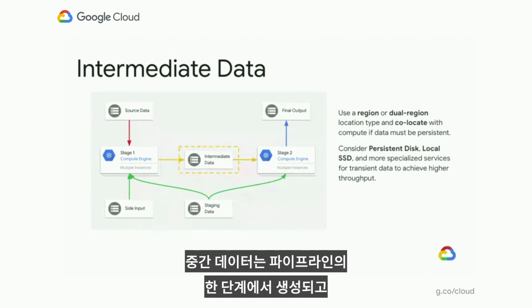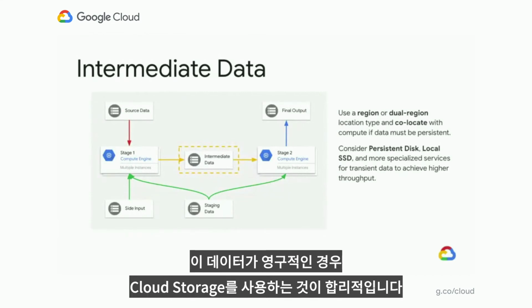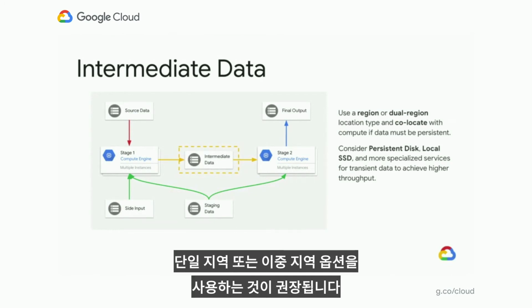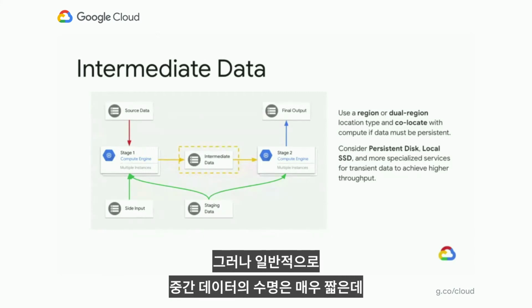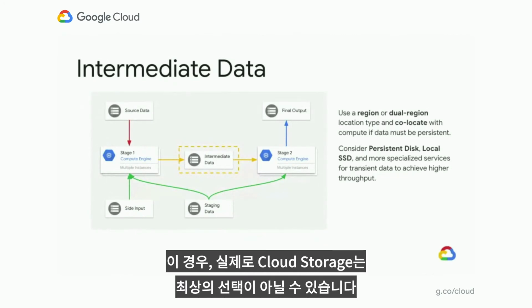This is data that is produced by one stage of your pipeline and consumed by another stage. Now, if this data is persistent, then using cloud storage makes sense, and the same recommendations of co-locating compute with storage and using a region or a dual region location apply. However, many times this data is very short-lived and users need high throughput and low latency. In that case, actually, cloud storage is not the best product that you could use for this data.